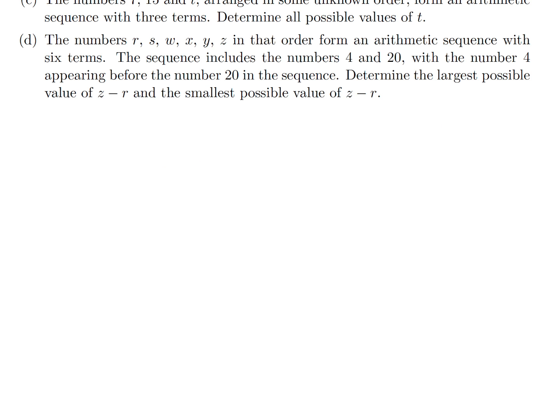The numbers r, s, w, x, y, z in that order form an arithmetic sequence with 6 terms. The sequence includes the numbers 4 and 20, with the number 4 appearing before the number 20 in the sequence. Determine the largest value of z minus r and the smallest value of z minus r. r, s, w, x, y, z.